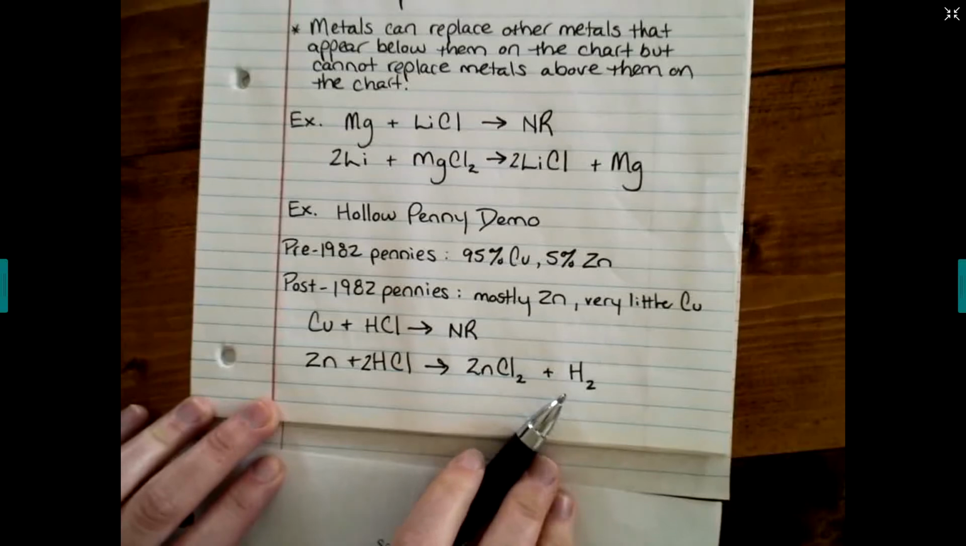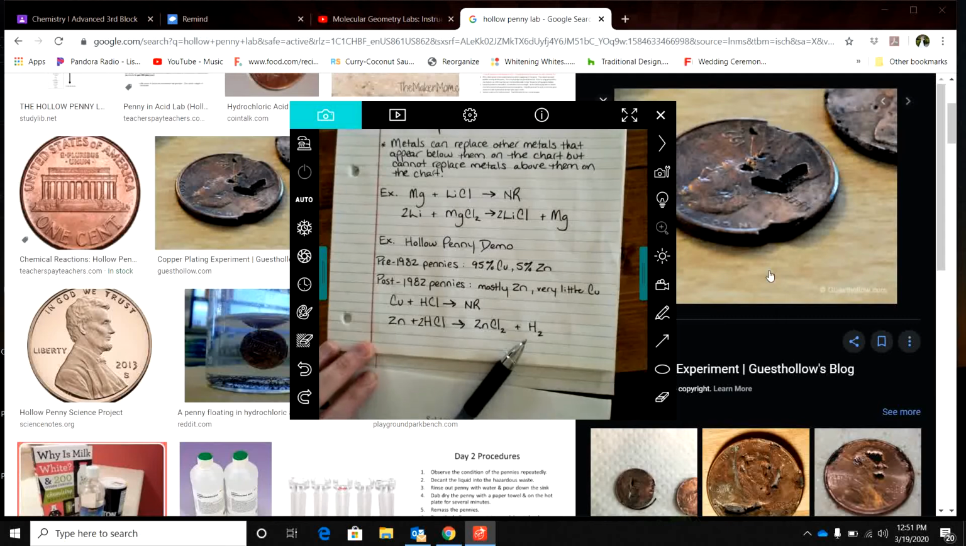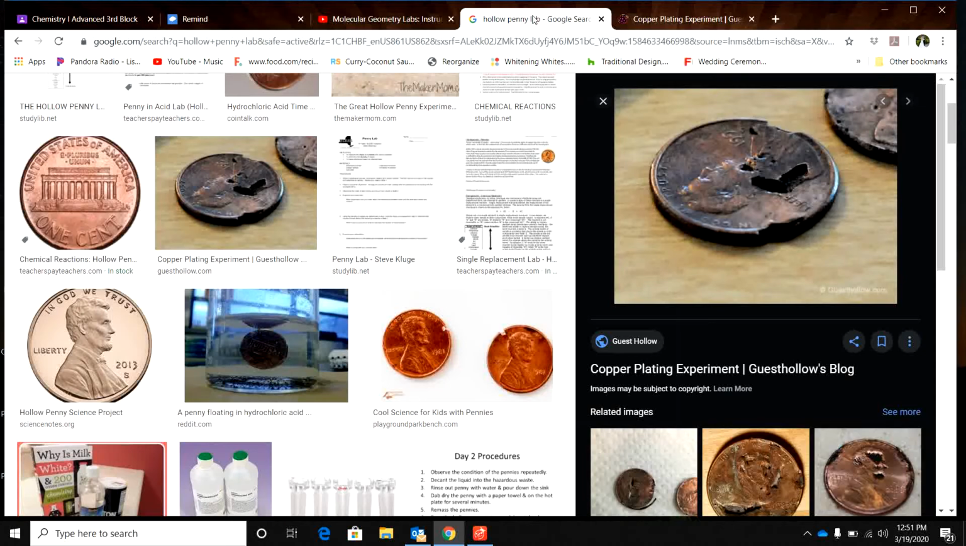So since I can't actually demonstrate this for you, I found a picture of what this would look like online. So remember that the penny still has an outer coating of copper, but the interior of it is zinc. So after you leave that penny in acid for a few days, all of that zinc will be eaten away by the acid, and you're just left with a hollow penny, just that copper shell. And it feels really weird. It feels like paper.